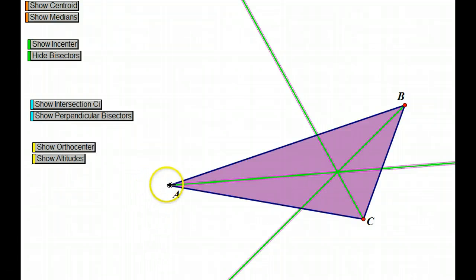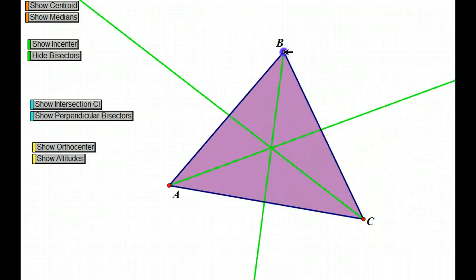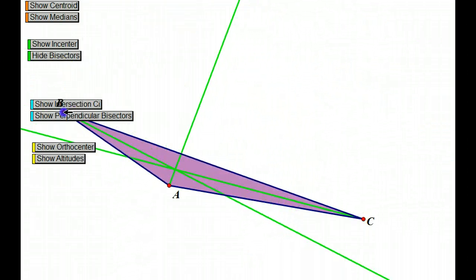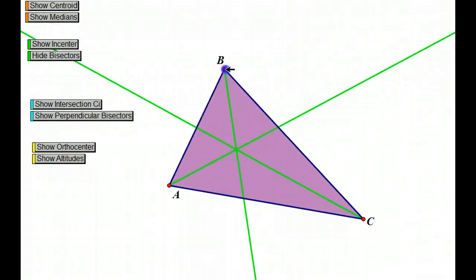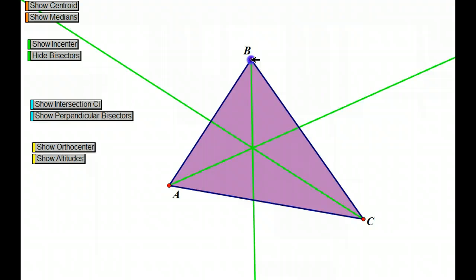They do start at a vertex and they intersect the opposite side, but they intersect the angle in such a way that it produces 2 congruent angles, as we can see. And no matter what type of triangle you have, all the angle bisectors are inside the triangle by definition. So that means the point of concurrency is also going to be inside the triangle. And we call the point of concurrency for the angle bisectors the incenter.